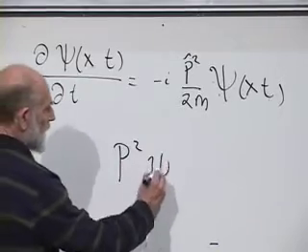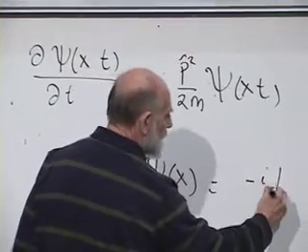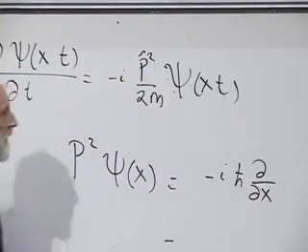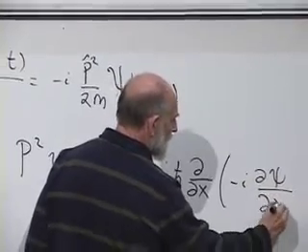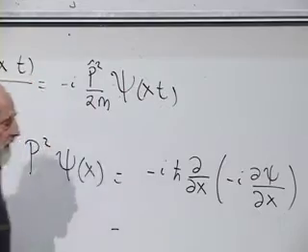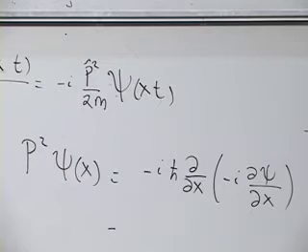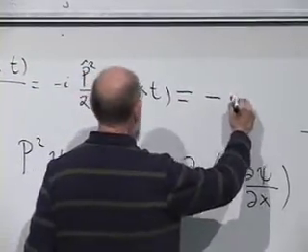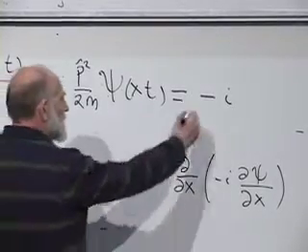P squared on psi of x means minus I h bar d by dx being applied to minus I d psi by dx. This is p acting on psi, and here's p acting on the result. That's just p squared on psi. Okay? So now we can write the Schrodinger equation. The Schrodinger equation just becomes that it's minus I, p squared. What's p squared? Minus I times minus I is another minus sign, it looks like to me.